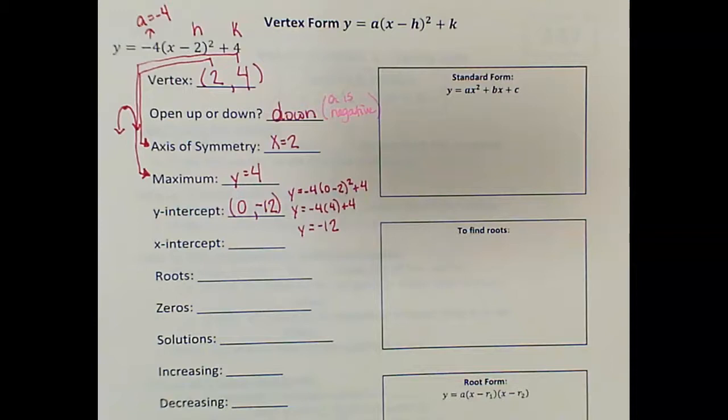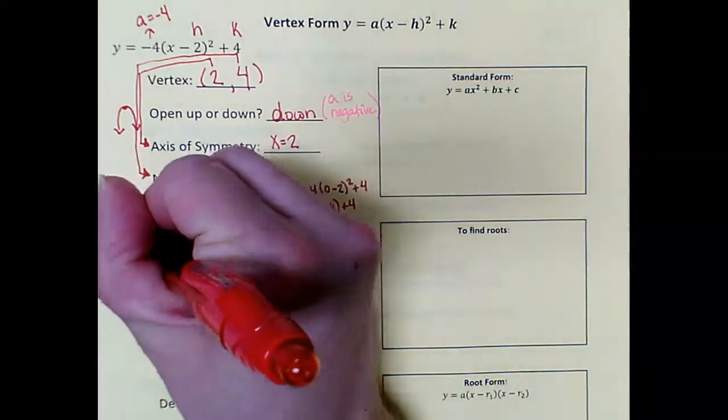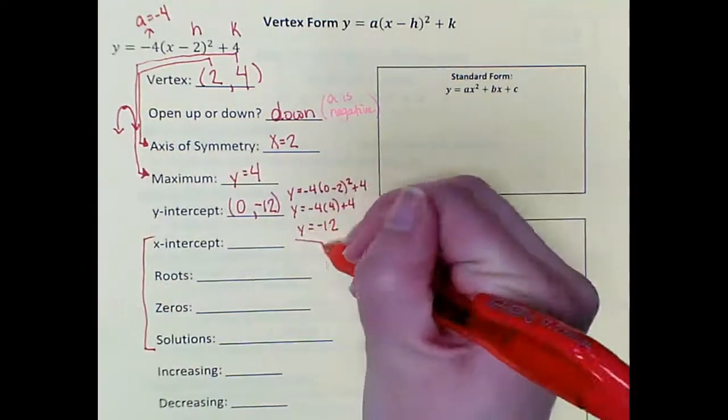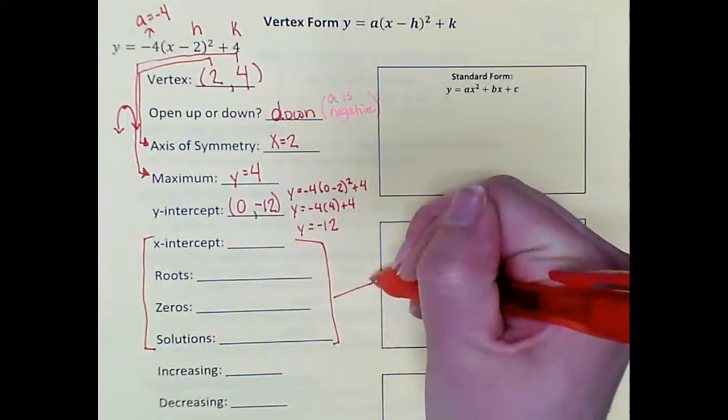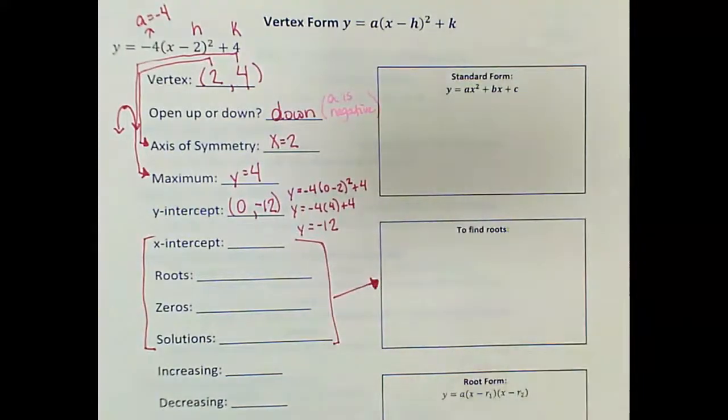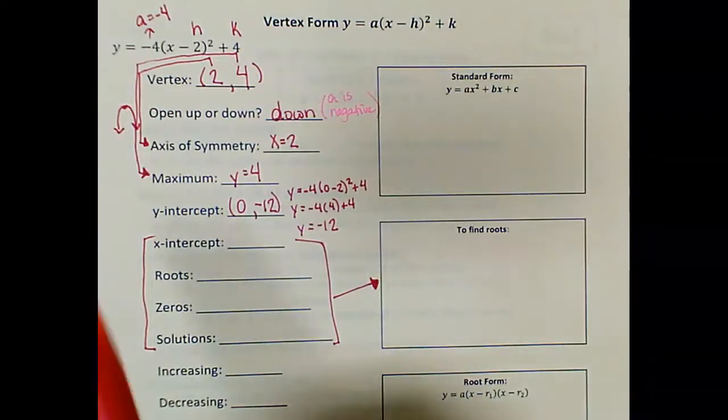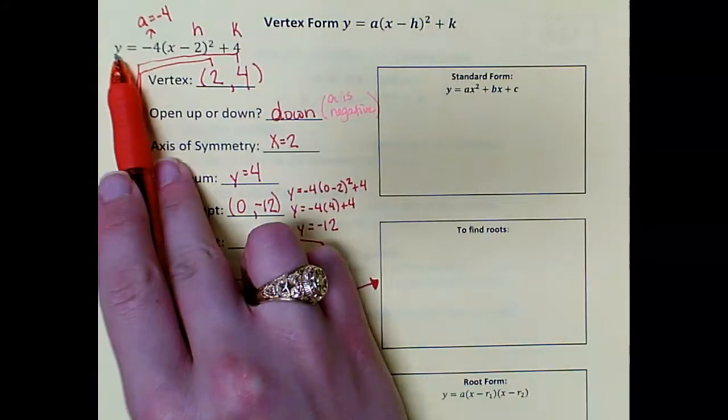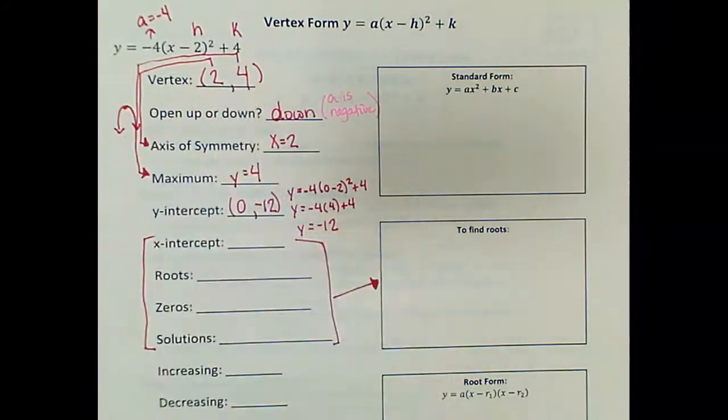The next thing that I'd like to do is find my roots, zeros, x-intercepts, solutions. Remember, all of these are synonyms, so they're all going to come from the same work. Now on the front, it says to find the x-intercepts, you want to substitute 0 for y, and then you want to get this in standard form. So that's what we're going to go ahead and do right now. I have a box above here to translate to standard form, so I'm going to go ahead and do that.